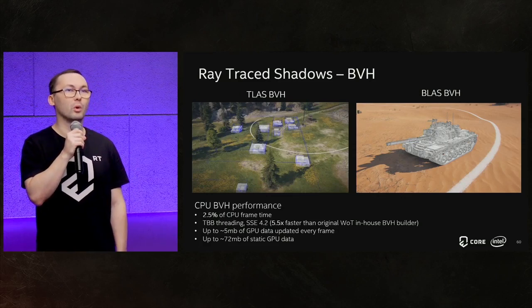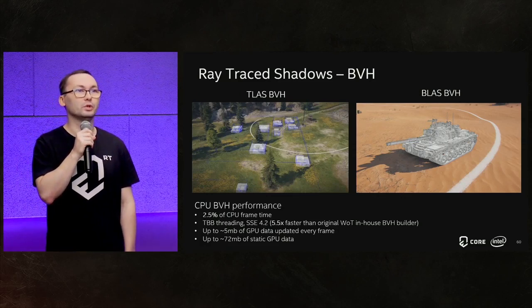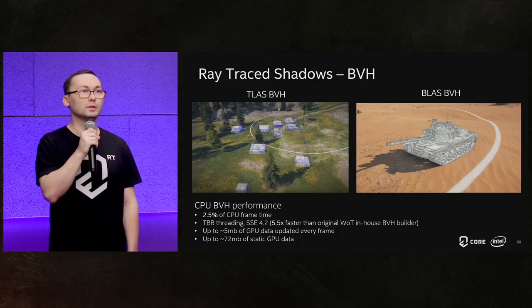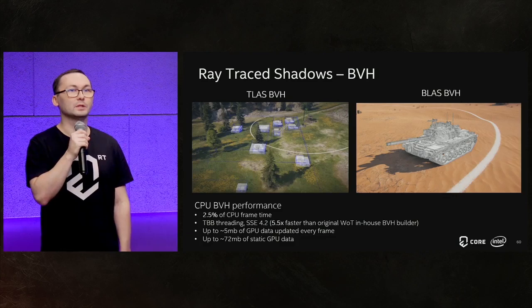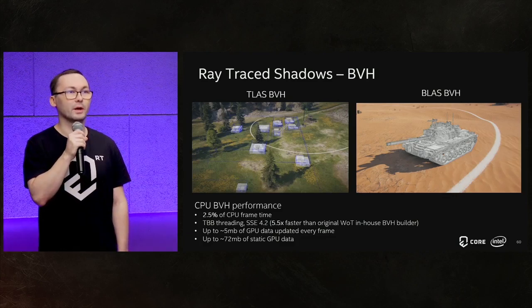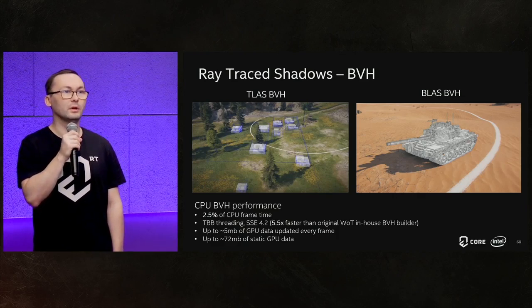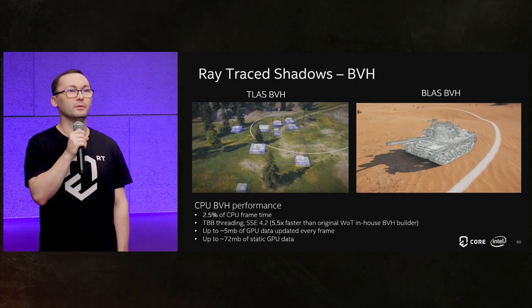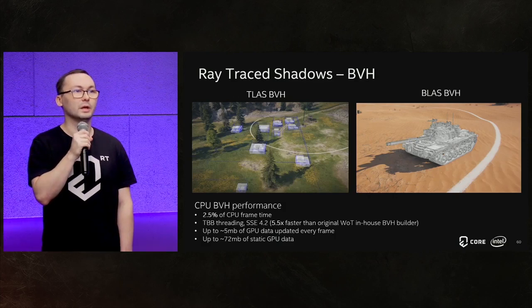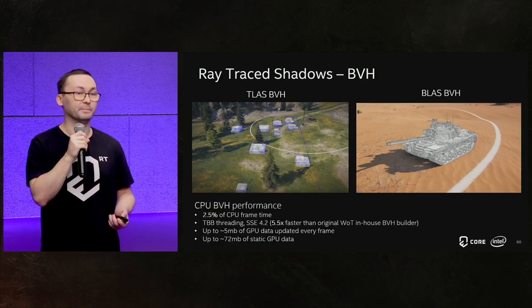Originally, we started with our own single-threaded BVH builder, which was extremely slow. Using Embree with TBB sped up per frame BVH construction by more than 5 times. Memory-wise, there isn't that much data: up to 72 megabytes of bottom-level BVH nodes and triangles, and also up to 5 megabytes of top-level BVH nodes and bottom-level BVH instance metadata uploaded to the GPU every frame.